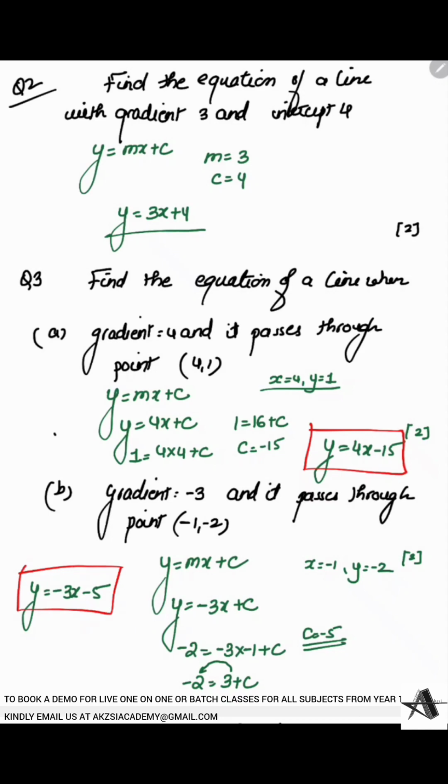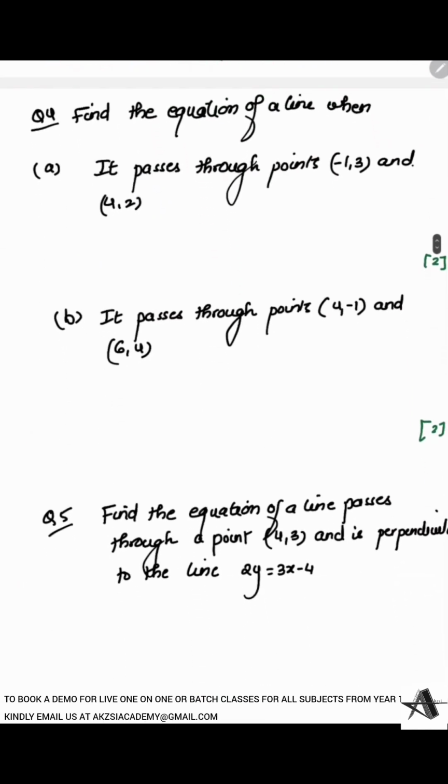We have substituted the values of m and c. Find the equation of a line when it passes through points (-1, 3) and (4, 2). Here neither the gradient nor the intercept is given directly. But we know how to calculate the gradient if 2 points are given. So I'll start with finding the gradient, m = (y2 - y1)/(x2 - x1). y2 is 2 and y1 is 3. x2 is 4 and x1 is -1. So the gradient is negative 1 over 5.